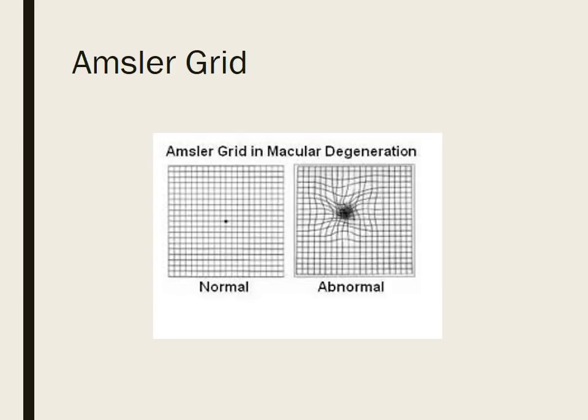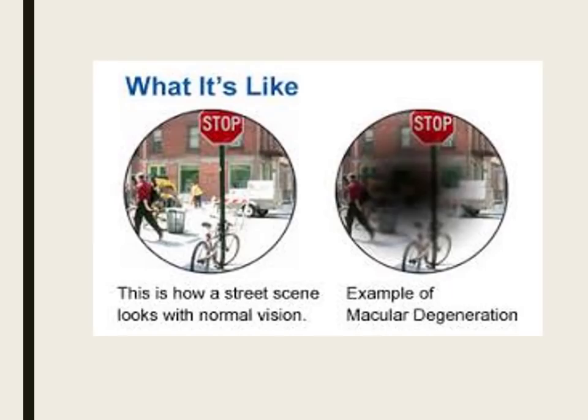And if the lines around the center are wavy and distorted. So again, the one on the right is how it would appear to somebody with macular degeneration, and on the left is what somebody with normal vision would see. Here you can see, again, a comparison between normal vision on the left and macular degeneration on the right, where you can see that central vision is affected.